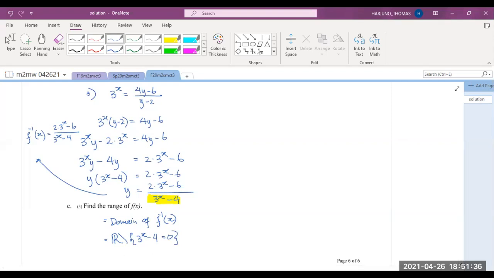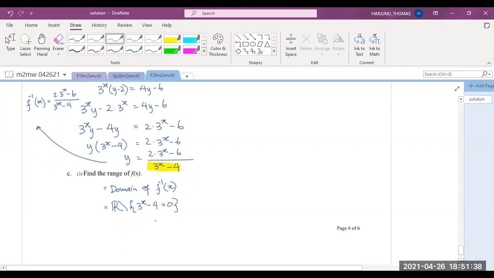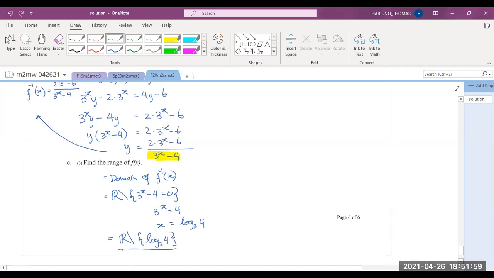Now let's solve that. 3 to the x equals 4, so x equals log base 3 of 4. So that's all real numbers except log base 3 of 4. That's the range.